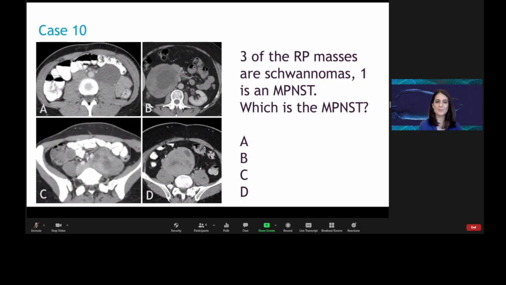Slightly different approach with this case. So 4 different patients, 4 different retroperitoneal masses. 3 of these patients have got benign nerve sheath tumours, and 1 of them has got a very aggressive malignant peripheral nerve sheath tumour. Which one do you think has got a malignant peripheral nerve sheath tumour? So vote now, vote quickly, and let's see what results come through. Can be quite a difficult differential to get right, because they can look very similar. But in this series, one of them is exhibiting slightly more aggressive behaviour.